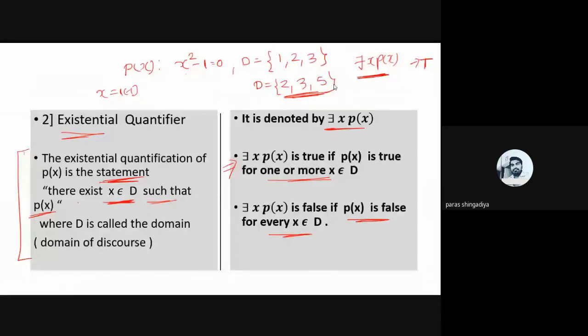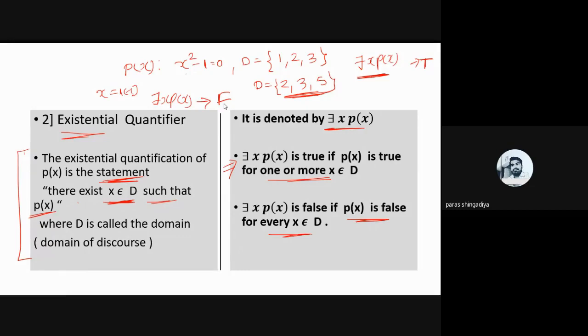So what does it mean? What is the answer of there exists x P of x? There exists x P of x will be false. This is how you can check the truth value of the existential quantifier. It is true when, for a single value of the domain, P of x becomes true.